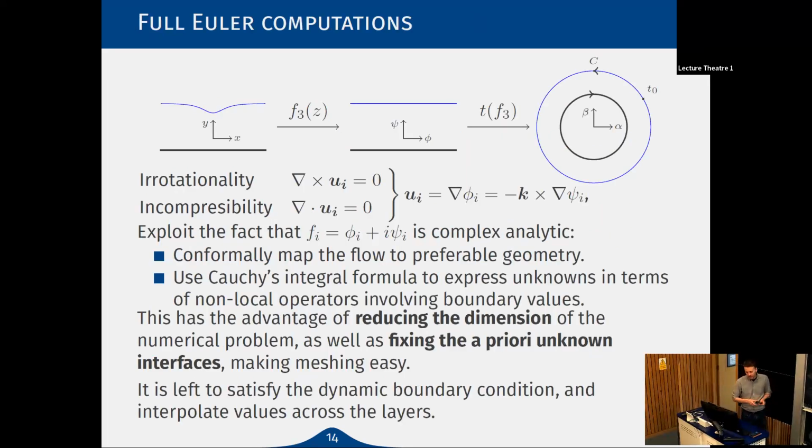Also for full Euler computations, as Phil says, we do the classic 1980s computations: boundary integral methods using the velocity potential and stream function as independent variables. So you map to the potential space, you map that to an annulus, you do reflection principles, you take the Cauchy integral formula to map things onto the boundary, and then you get non-local equations of one less dimension, on a fixed domain, making meshing the problem easy.